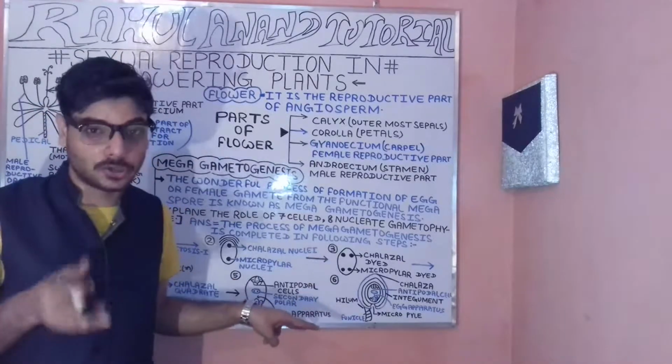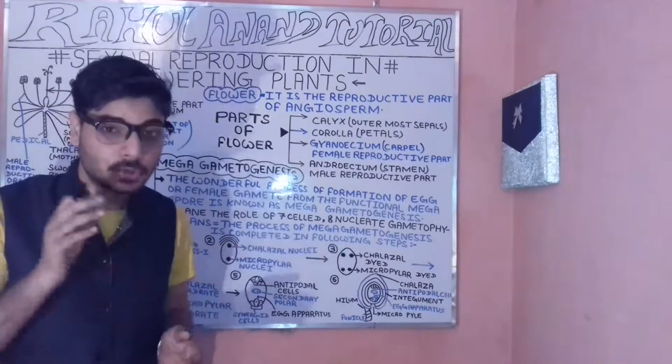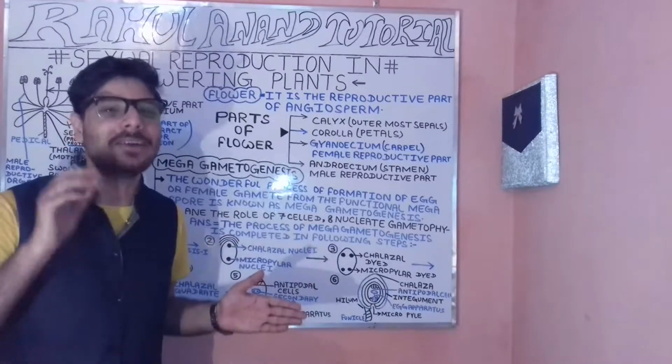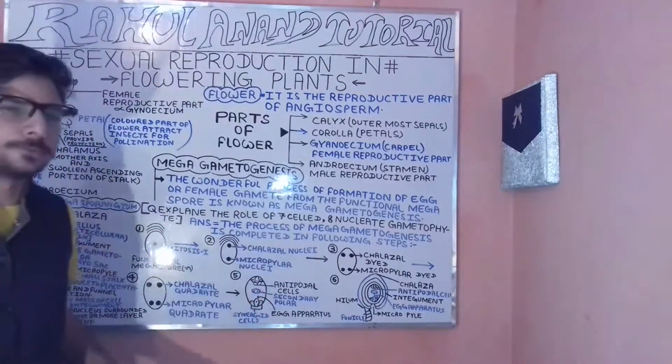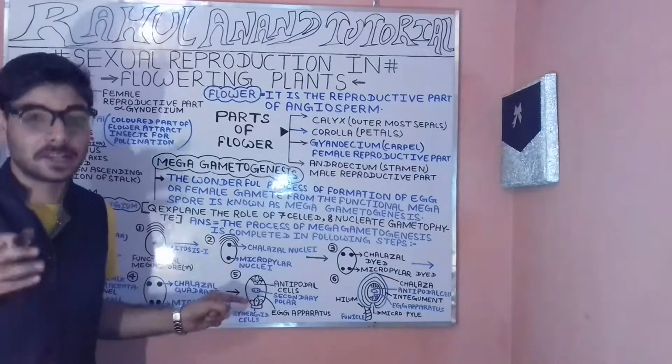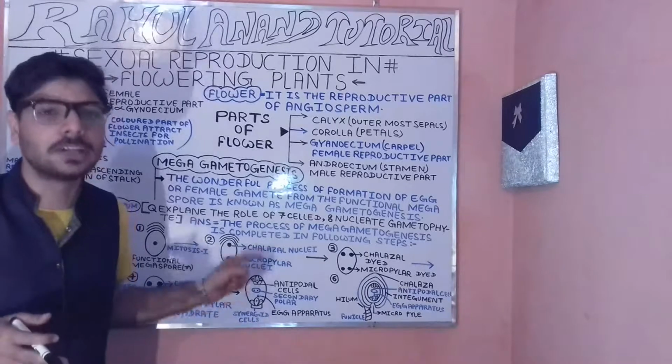So what are actually the roles of the 7 cell as well as the 8 nucleus here now? These are particularly employed in terms of certain steps. You could find them here on the board. Now, understand the role of the 7 cells as well as the 8 nucleus gametophyte in detail.